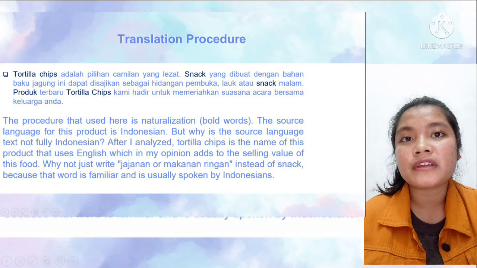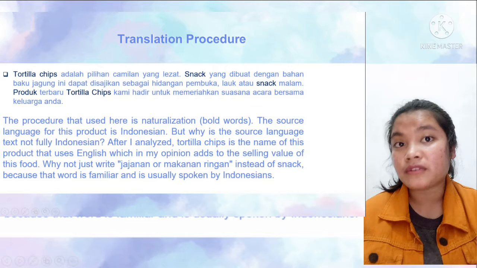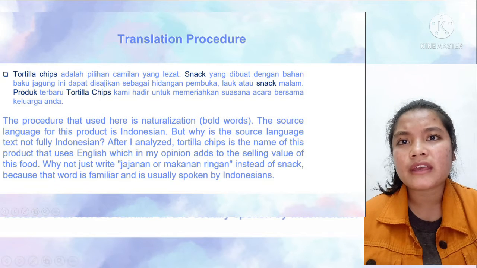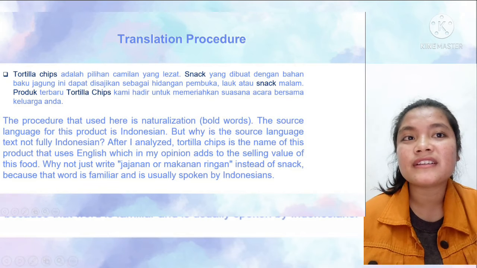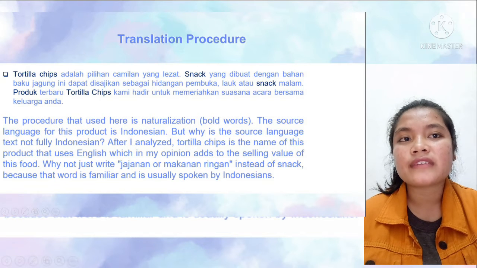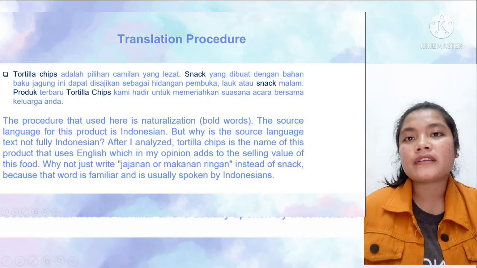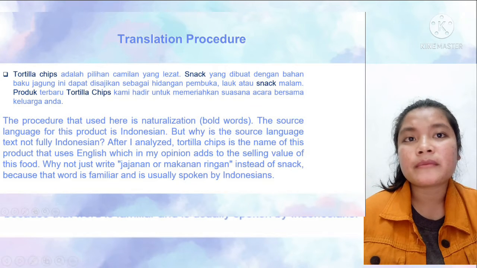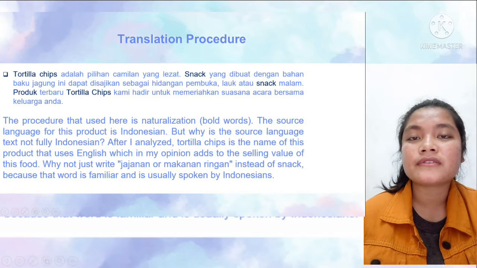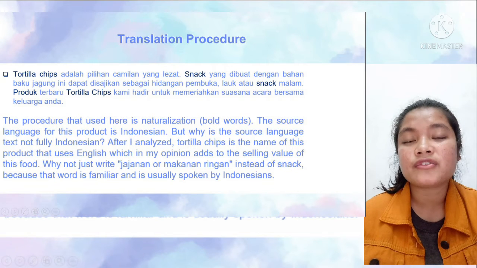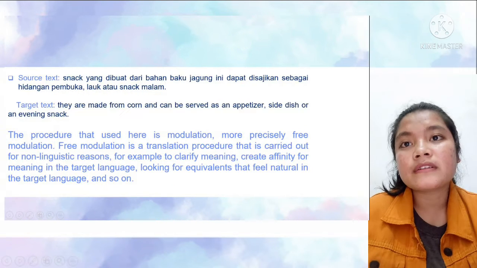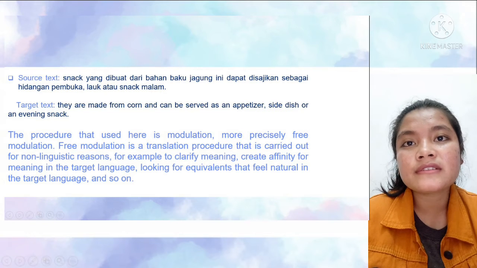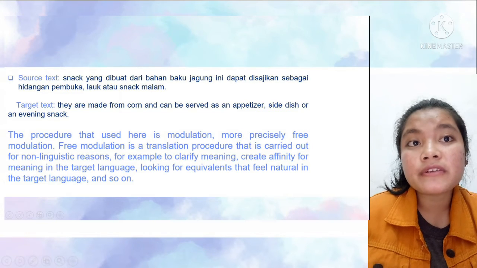So here, the procedure used is naturalization. The source language for these products is Indonesian. But why is the source language text not fully Indonesian? After I analyzed, Tortilla Chips is the name of this product that uses English, which, in my opinion, adds to the selling value of this food. And then why not just write jajanan or makanan ringan instead of snack? Because that word is familiar and is usually spoken by Indonesians.